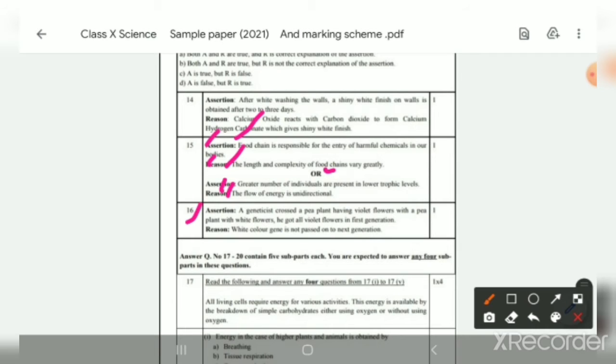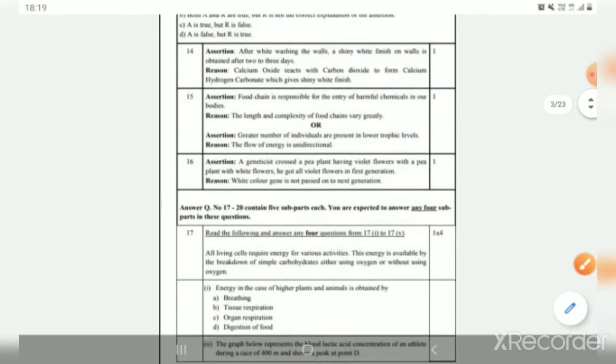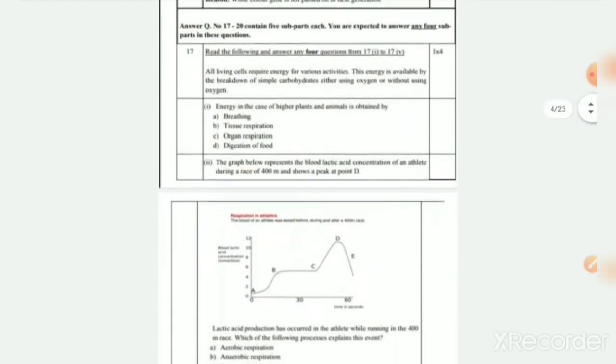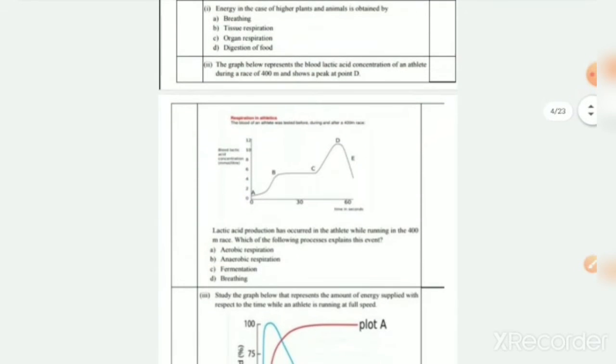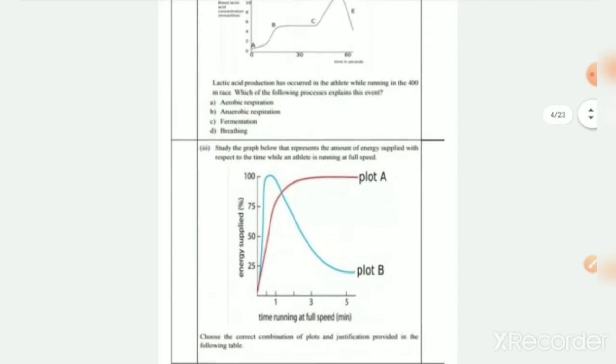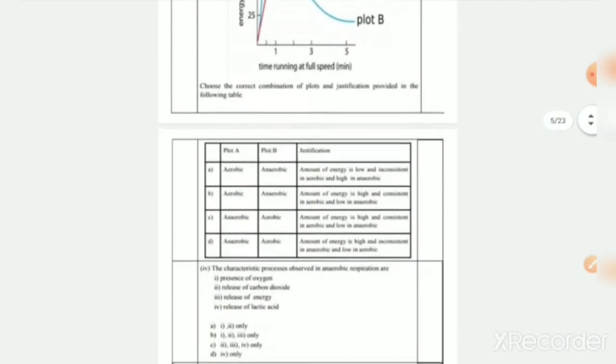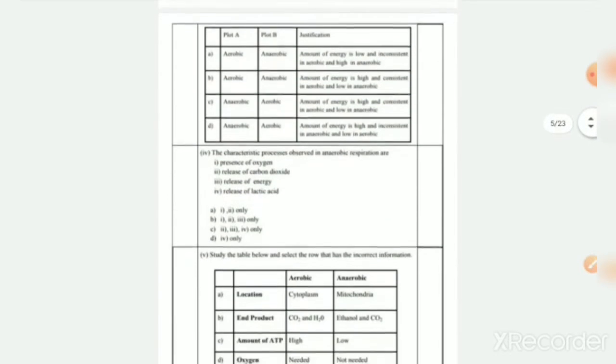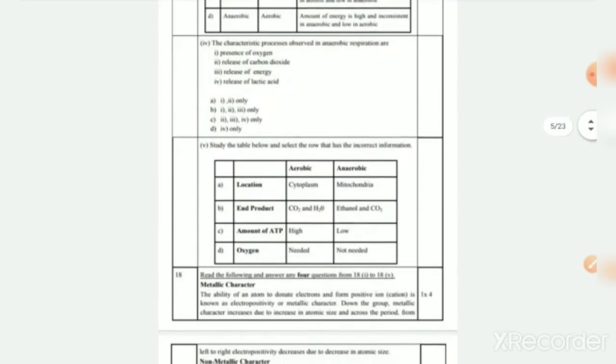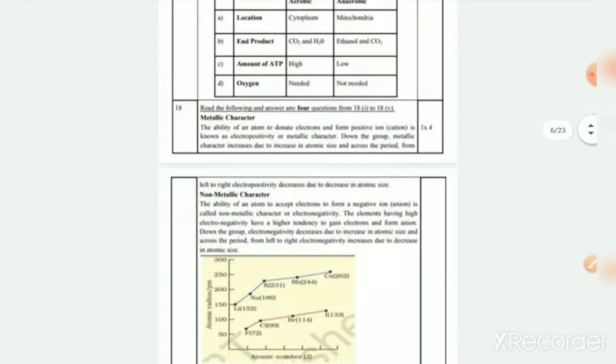And in question 16 there is no choice given. So you listen here very carefully. Then questions 17 to 20 are given. Now you read very carefully, and this is based on a graph. So you see here 2 graphs are given, and related to those graphs there is a table given. You read, and thereafter you write the answer, and before writing the answer, you also see the marking scheme.